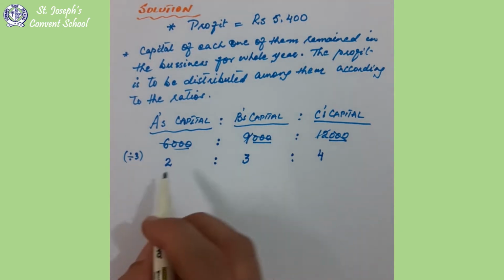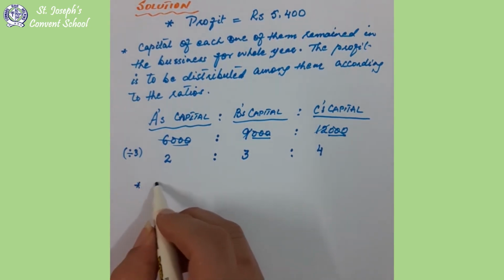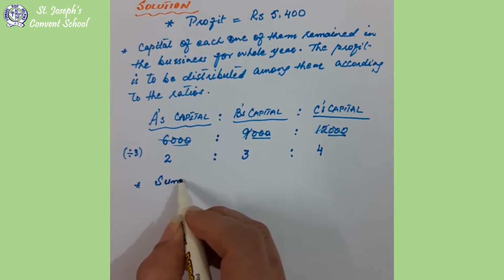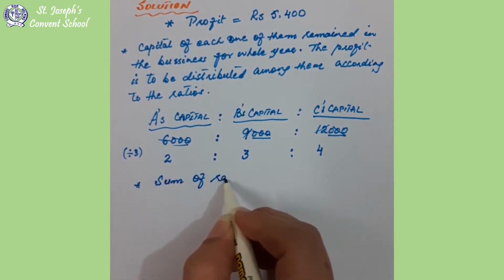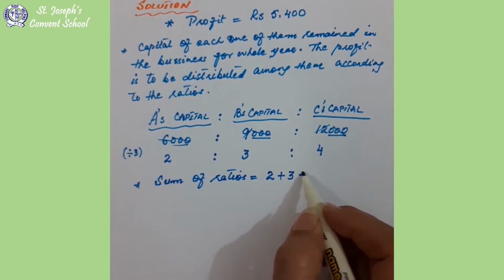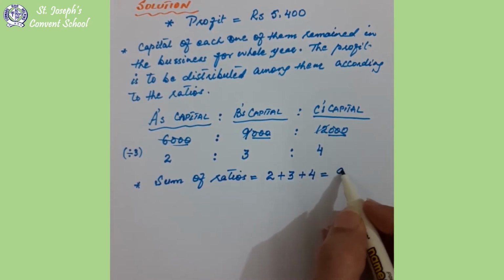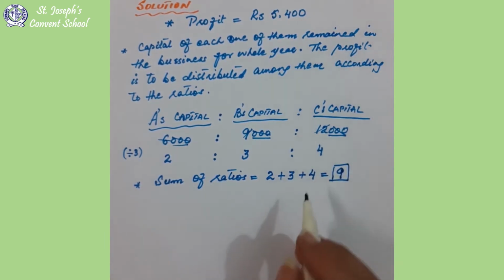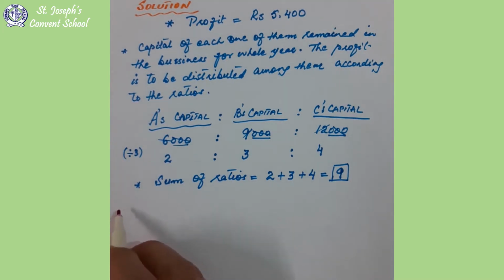Now the next step is to add the ratios. We have done this in the ratio questions. What we do, we find the sum of ratios. Sum of ratios is 2 plus 3 plus 4 and it equals 9. This is the sum of ratios. Now after finding the sum of ratio, one by one we will find each one's share of the profit. We will find A's share, then B's share and then C's share. Let's start with A's share.